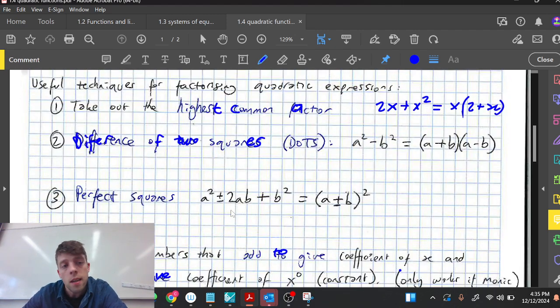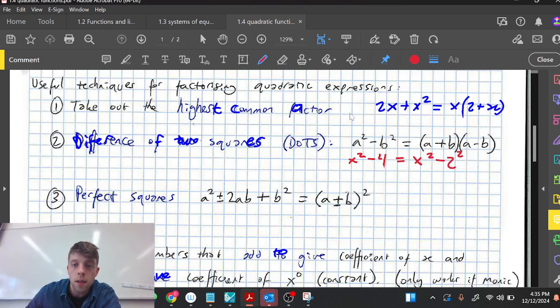That's one way of factorizing, and that's the easiest way. The second thing is to look for patterns. We can look for what's called a difference of two squares, or a perfect square pattern. A difference of two squares basically looks like a squared minus b squared. So for example, if we have x squared minus 4, we know that 4 is the same as 2 squared, right? So we could write this as x squared minus 2 squared. Therefore, this would factorize as x plus 2 times x minus 2.